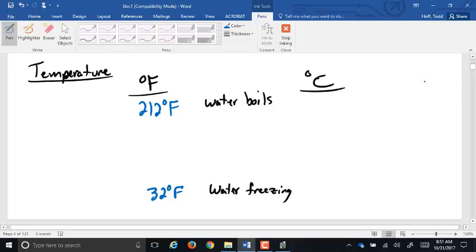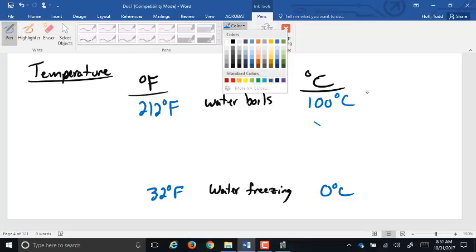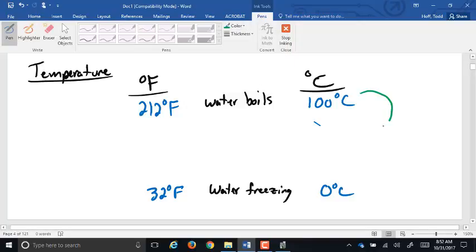The Fahrenheit scale started out with just the coldest day they could imagine labeled 0, and then they went from there. So the starting point, 0, was very arbitrary. Celsius scale, water freezes at what temperature? 0 degrees Celsius. Water boils at 100 degrees Celsius. That difference, of course, is 100 degrees.